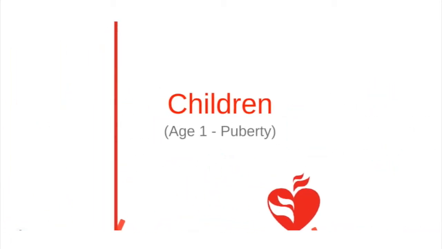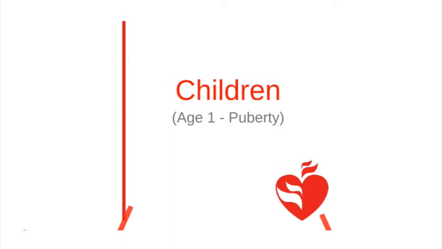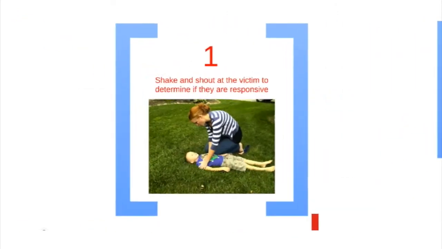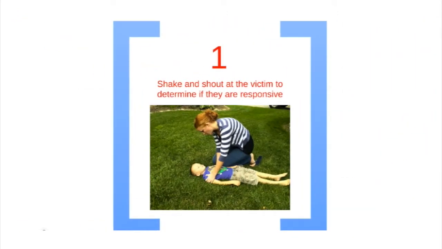We'll start with basic life support for children. Note that a child is considered anywhere between age 1 and puberty. With one rescuer, we have a cycle of 7 steps. The first step is to determine if the victim is responsive by shaking them or shouting at them.